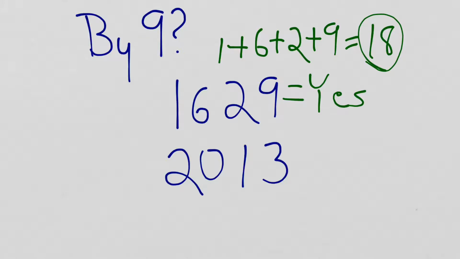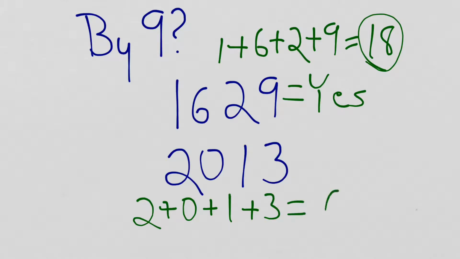Now let's look at 2013. 2 plus 0 plus 1 plus 3. That gives me 6. So, is 6 divisible by 9? Of course not. 9 is not a factor of 6. So, 2013 is not divisible by 9.